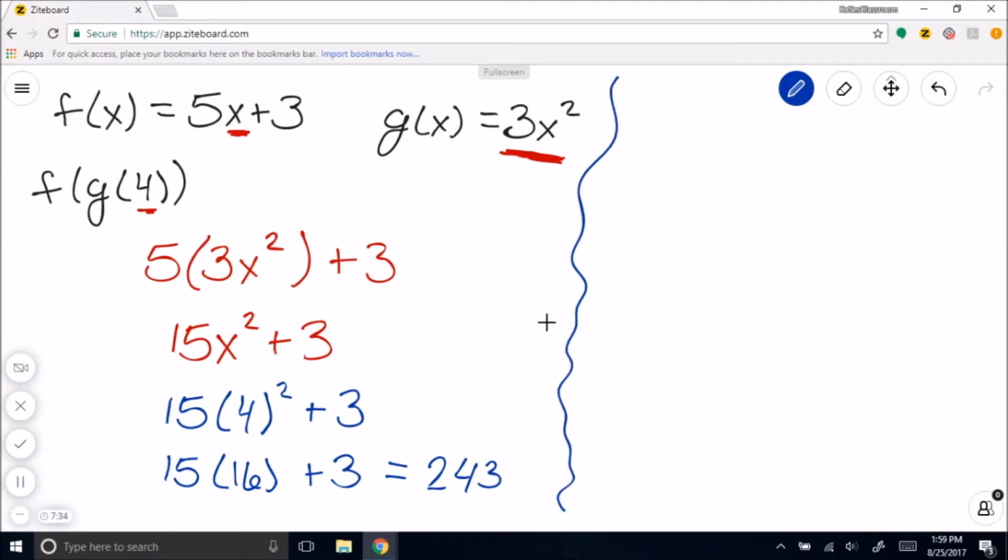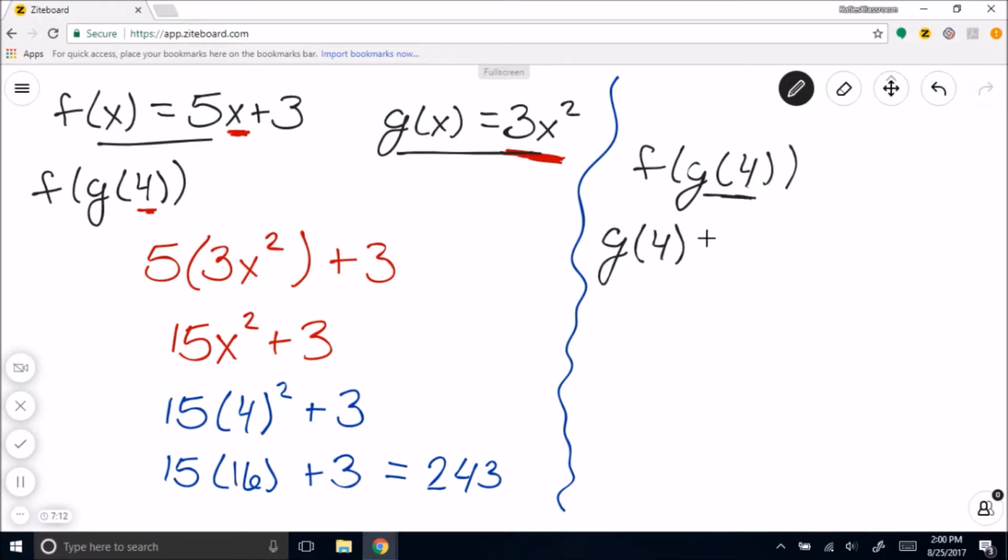Over here, I'll show you the second way, and this is actually the way I prefer to do this. So we're finding f of g of 4, and here are our functions. I like to find whatever's on the inside first, so the g of 4. So I find g of 4 by plugging 4 in for x. So this is 3 times x squared, so we're going to do 3 times 4 squared. Well, 4 squared is 16, so this is 3 times 16, and 3 times 16 is 48.